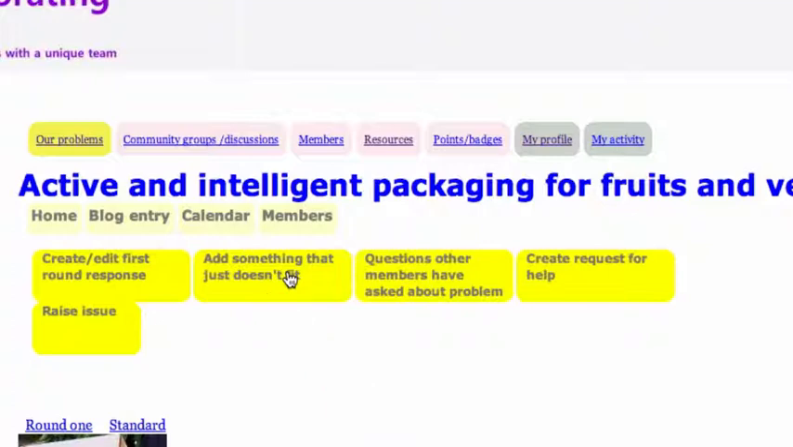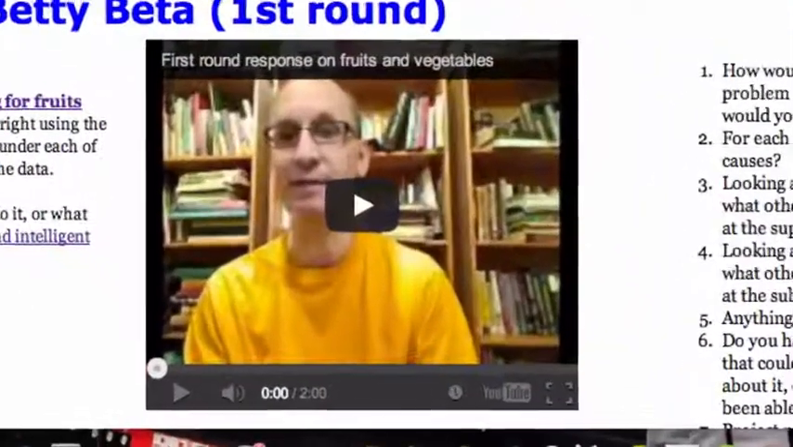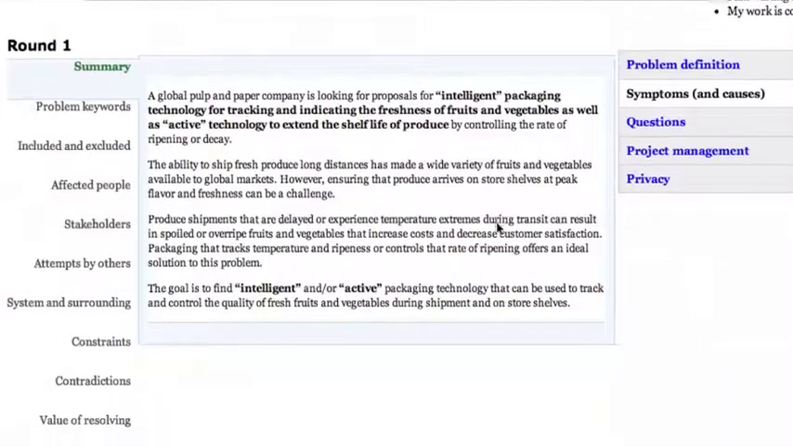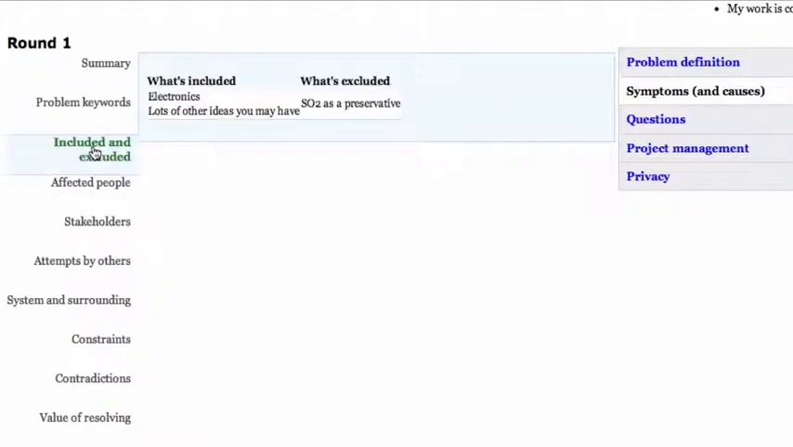If you take the route of doing a round 1 response, you get to a page like this. In the middle of the top, we will have a video of the client or problem owner describing the problem. Below, on the left, are the facts about the problem, which we have collected in a structured way. We have compiled an initial version of what you'd like to have at the beginning of a problem, and that's what we try to collect. By clicking on the tabs, you can see the kind of data that we collect.